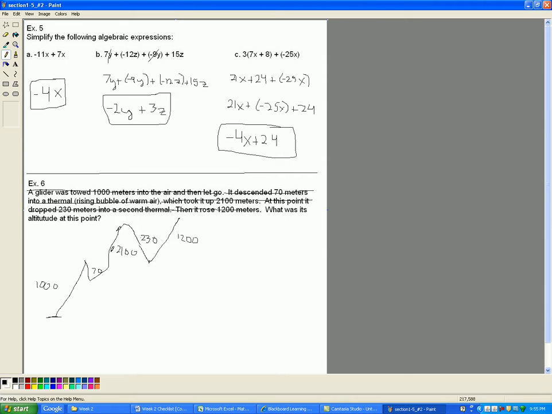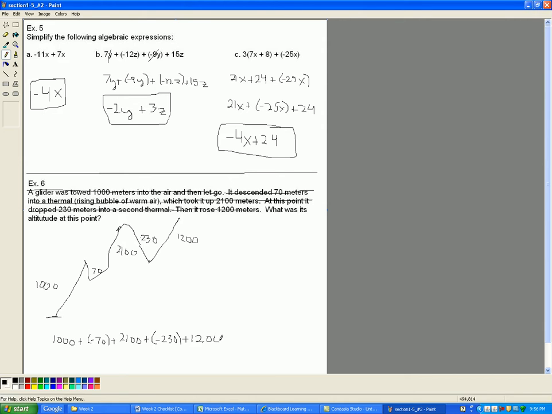So one easy way we can do is just by looking at it, we can kind of figure it out. Now let's put that into math. So we know he started off with positive 1,000, right? He started 1,000 up. Then we add his descent. So he lost 70. But then he gained another 2,100 going up. Then he hit another thermal and dropped another 230. So we add his drop, a negative 230. You see how the negatives mean he went down. And then he finally added another 1,200.